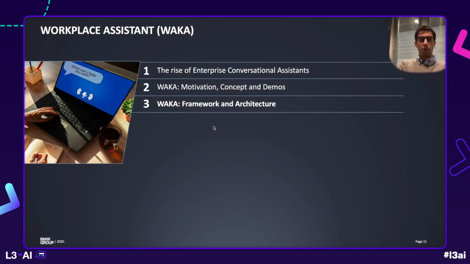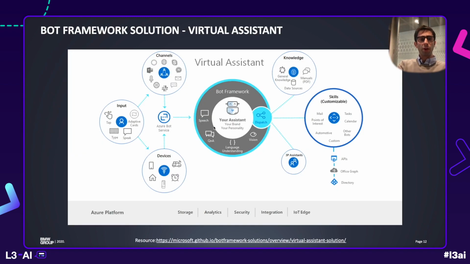Now I will introduce our approach from an architectural, technical perspective. What we are using for developing our project is the Bot Framework solution, which is an open source framework provided by Microsoft. The concept behind it is to have one virtual assistant, and then you can plug in different skills to have, for example, an enterprise virtual assistant and solve multiple use cases for your project.